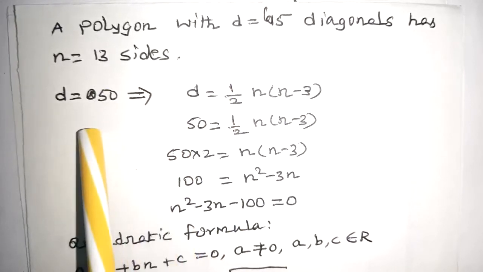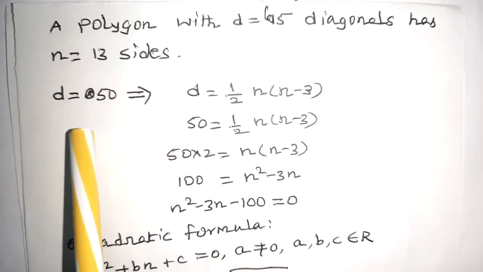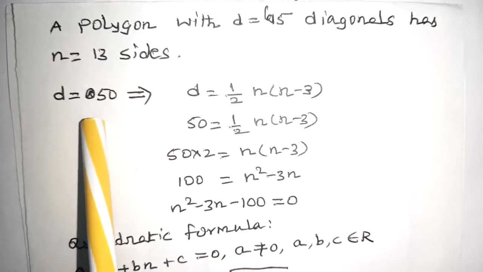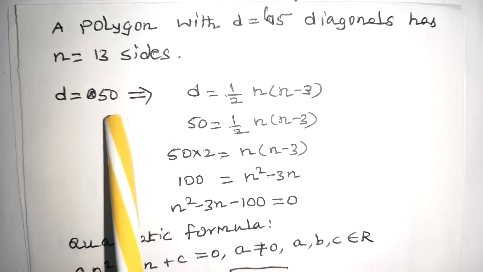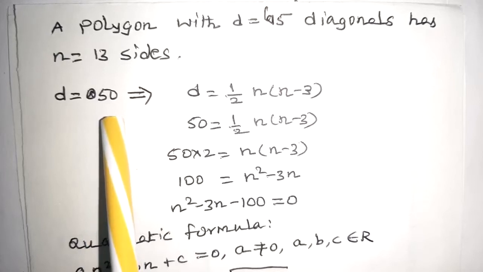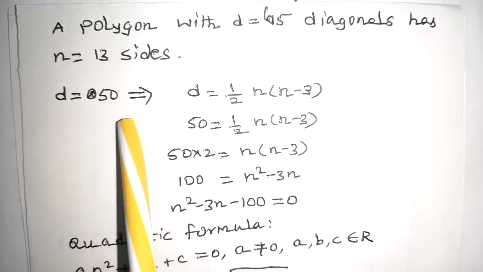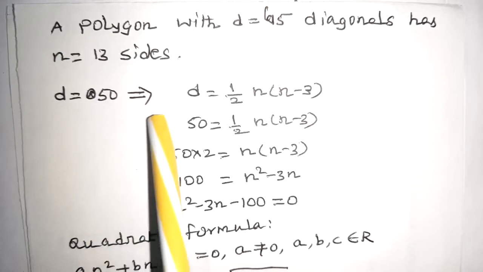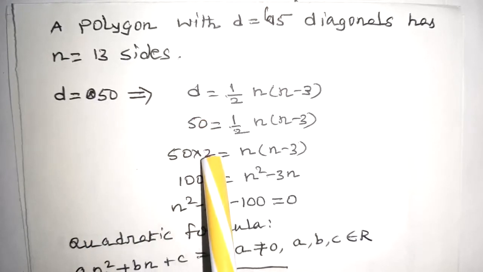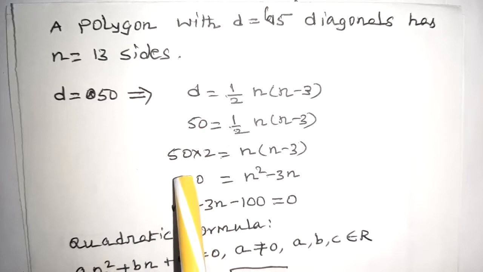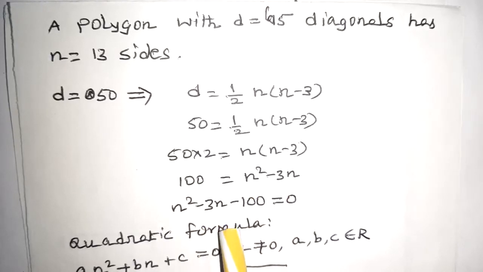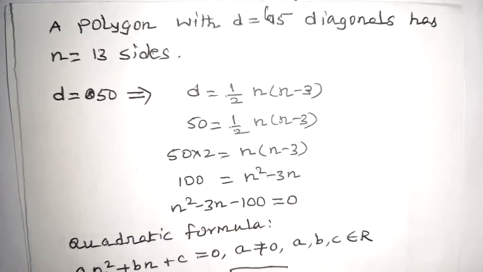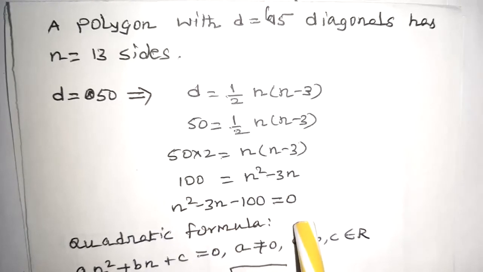Now, second part: is it possible to get a polygon with d equal to 50, that is 50 diagonals? With 50 diagonals, can you draw a polygon? Now I substitute d equal to 50, and on cross multiplication 50 multiplied by 2, that is 100, equal to n square minus 3n. Finally we get a quadratic equation, n square minus 3n minus 100 equal to 0.